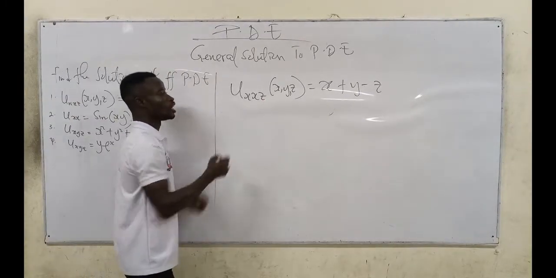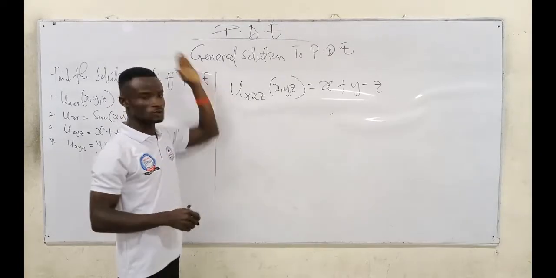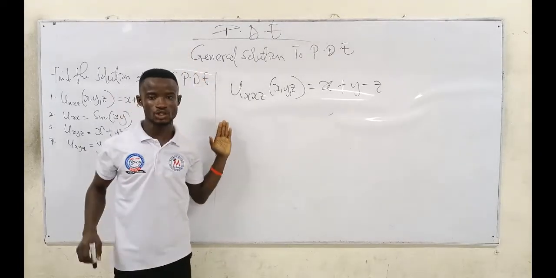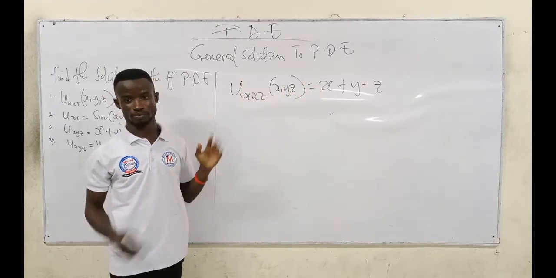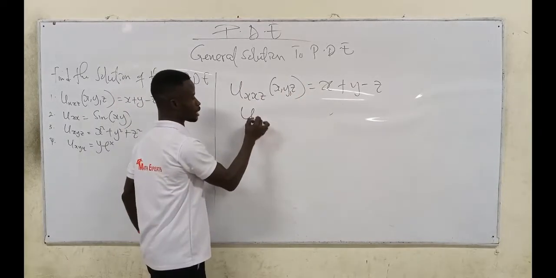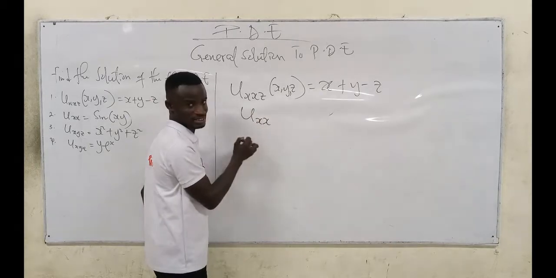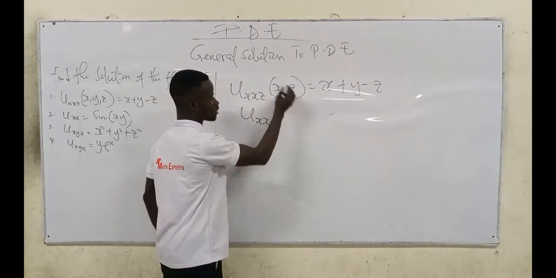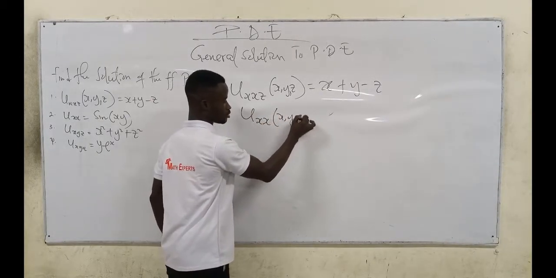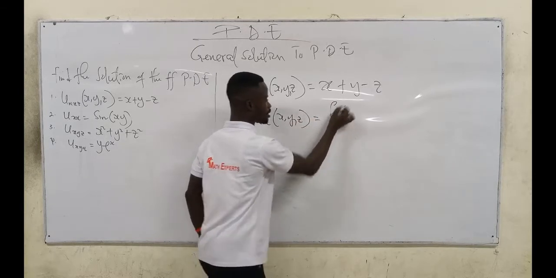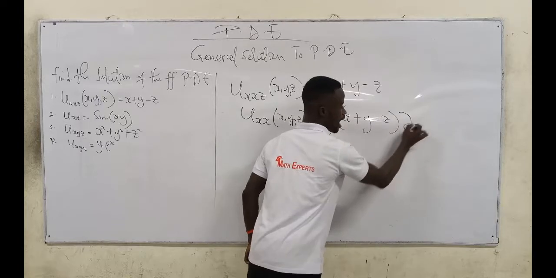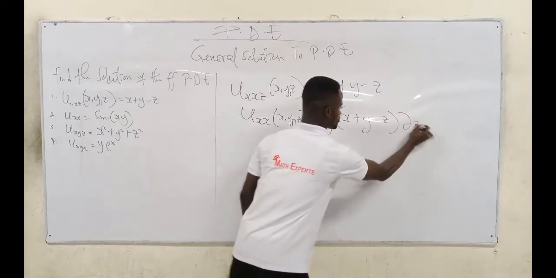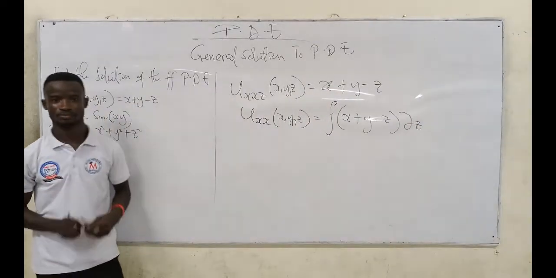So here, you know that once we integrate with respect to z, the z will vanish. So we are going to get u subscript x, x. You can choose to write this or not. Then you integrate x plus y minus z with respect to z. Let's go for it.